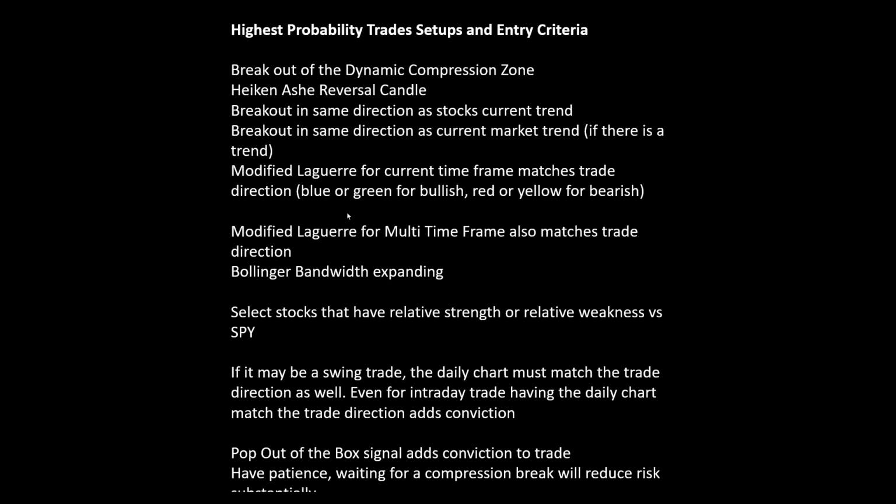The highest probability trade setups that we look for every day in the Compass Options Room are basically the criteria that we use, and I'll show you these on the chart. We're looking for a breakout of a dynamic compression zone, which is a compression zone created by the Compass software on the chart. We're looking for Heikin-Ashi reversal candles, so we have a confirmation of a reversal in the direction that we want. We're basically reversing out of a compression and continuing with the trend that the stock has been in. We want to take the breakout in the same direction as the stock.